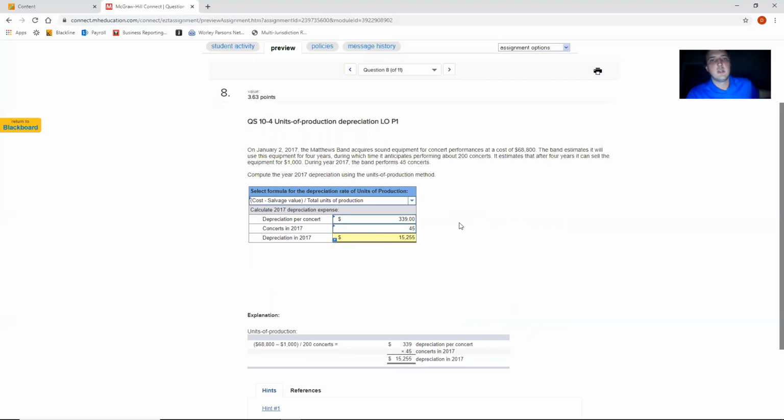All right, so again, this is just units of production. Take the total value, less any salvage. That gets you your total cost. Then we're going to divide by the total units of production. And that gets you a depreciation per concert. We multiply by the number of concerts, and that gets you your depreciation expense. So just repeating these calculations.